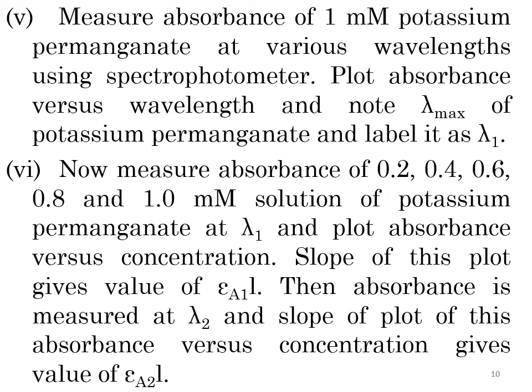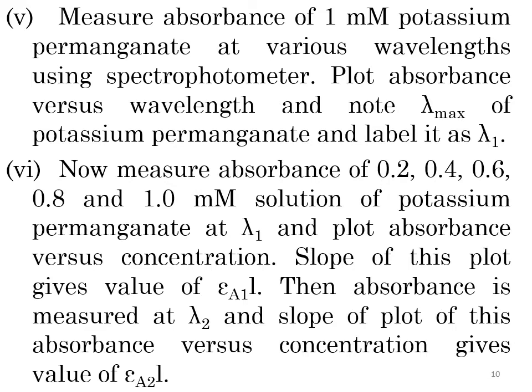In the next step, you have to measure the absorbance of 1 millimolar potassium permanganate at various wavelengths using a spectrophotometer, and then plot absorbance versus wavelength and note lambda max of potassium permanganate and label it as lambda 1. Similarly, you need to measure the absorbance of 0.2, 0.4, 0.6, 0.8 and 1 millimolar solutions of potassium permanganate at lambda 1 and plot the absorbance versus concentration. The slope of this plot will give the value of epsilon A1 into L, as has been discussed previously.